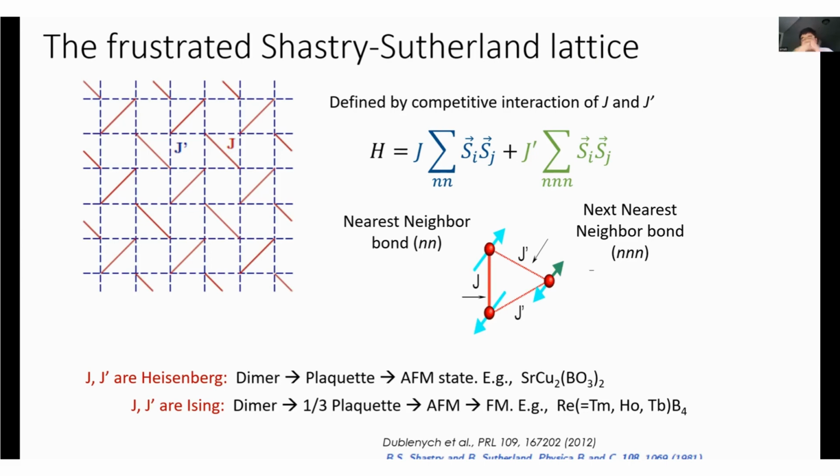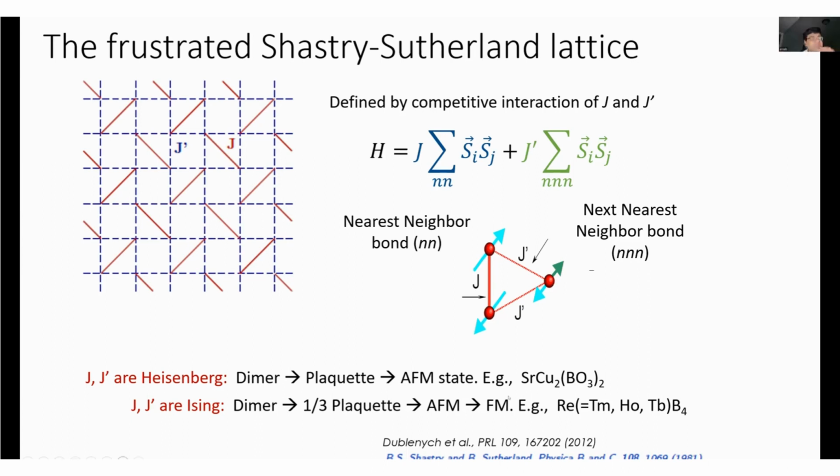It depends on the J1 by J2, J by J prime ratio. And as it turns out, for the Heisenberg case, the frustration point comes at J by J prime equal to 0.69. For Ising, it comes at J by J prime roughly equal to 1. So that's your final lattice.